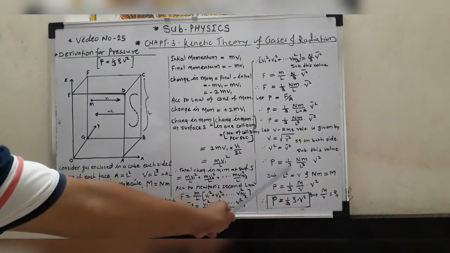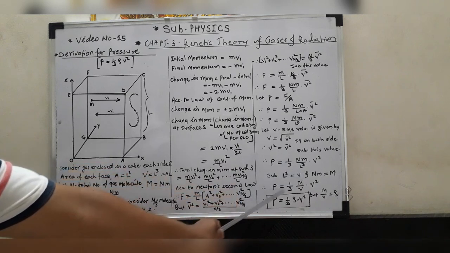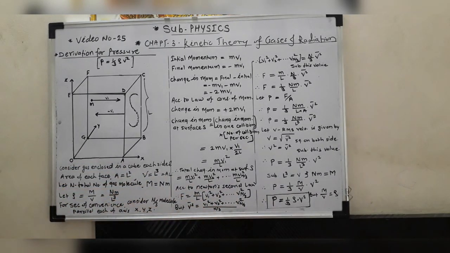P is equal to 1/3 Nm by L cube into V square. Nm is capital M, L cube is V, and M by V is nothing but rho. Therefore, P is equal to 1/3 rho V square is the pressure exerted by the given mass of gas on the basis of kinetic theory. Okay, understand? Okay, we have to stop here. Thank you.